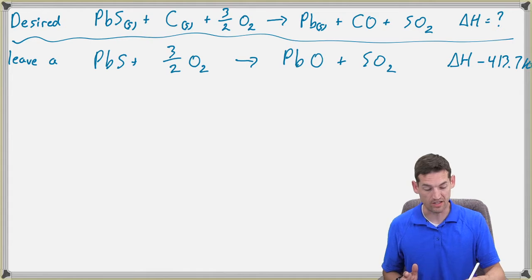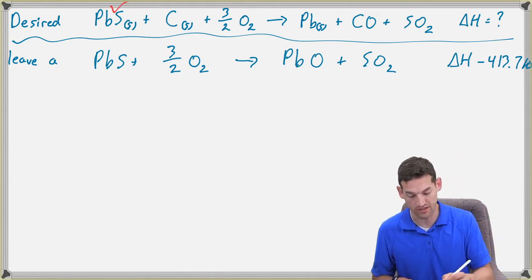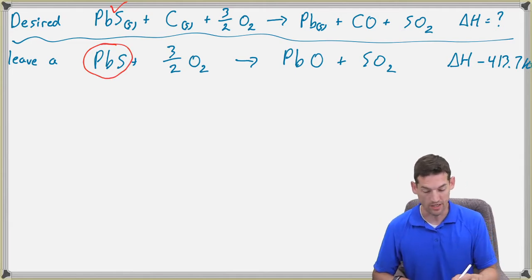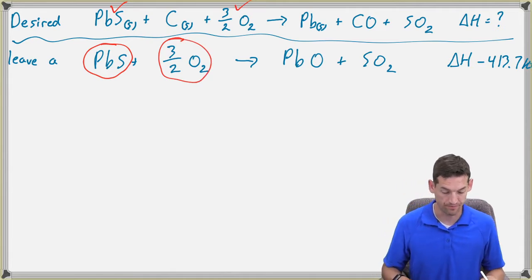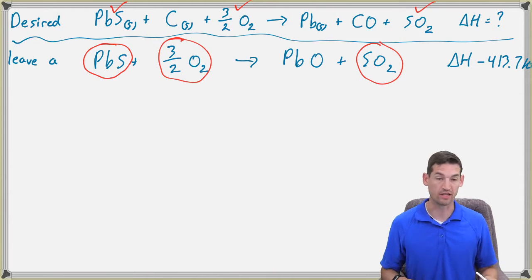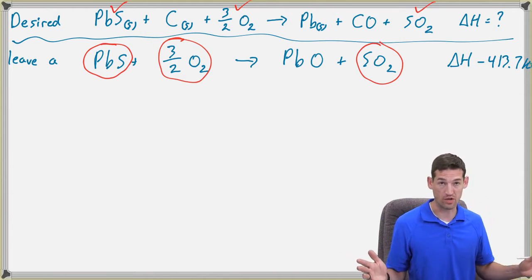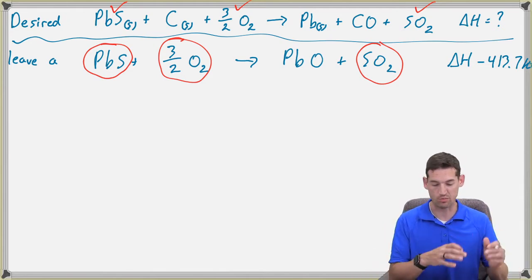Now, in this case, one reaction has checked off a couple of boxes for me. I have my lead solid, it's my lead sulfide there. I also have my 3 halves oxygen right there, and I have my sulfur dioxide. So in this case, that one reaction has checked off a bunch of boxes for me. Rather, you don't have to do a separate reaction for each one.